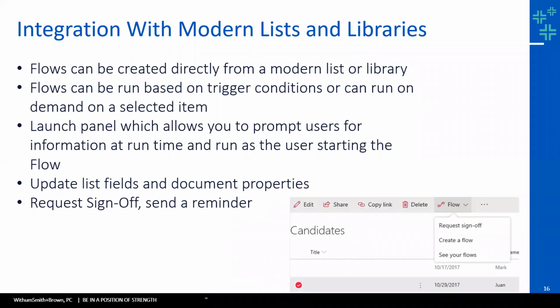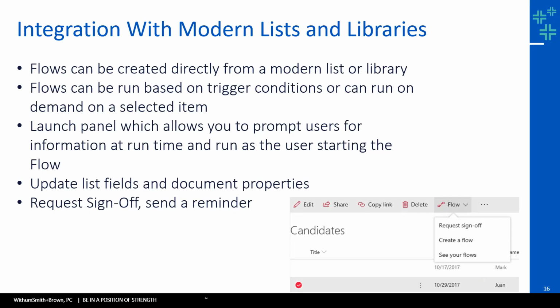All right. So going into approvals a bit, there is integration with modern SharePoint lists and libraries. So there's some flows that are right out of the box in the modern experience. This is not the case for classic lists and libraries, but for modern lists and libraries, you can create flows right from your list or library, and I'm going to show you this in a minute. You can run based on trigger, or you can run on a selected item.